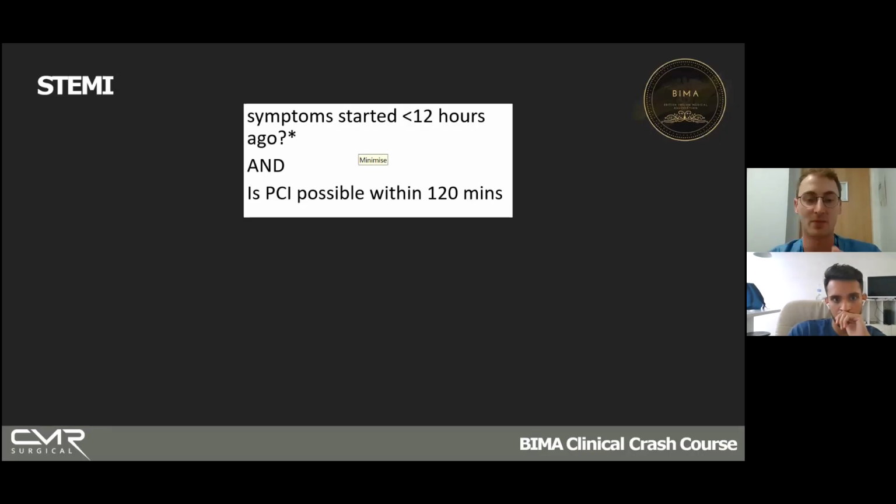So we'll talk about the reasons behind doing each thing as well, which hopefully helps explain things. So yeah, 12 hours is the time frame for which heart muscle dies and there's no point recovering it. There's a little star because sometimes you can do it after 12 hours.